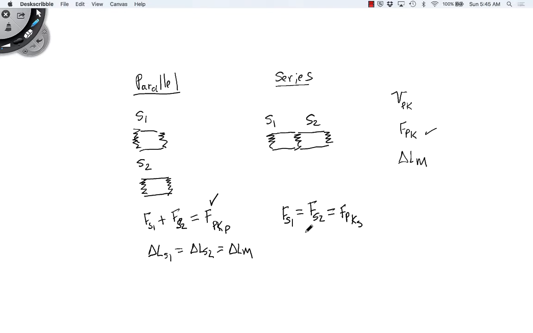But here we can see it's much different, right? So they are going to sum, and the overall change in length of this muscle is going to be more. So the change in length of sarcomere 1 is going to add to the change in length of sarcomere 2, and so the overall change in length of the muscle here, in series, is going to be much larger than the muscle fibers or sarcomeres that are in parallel.